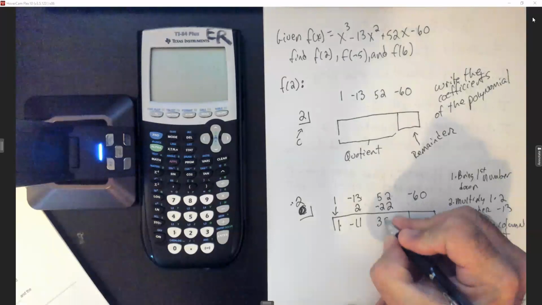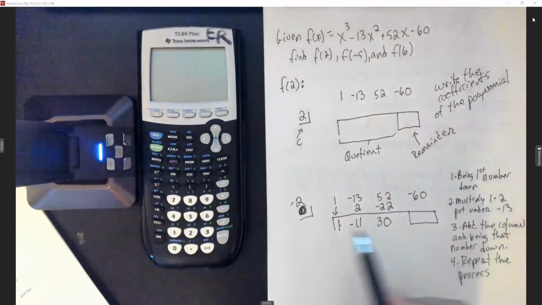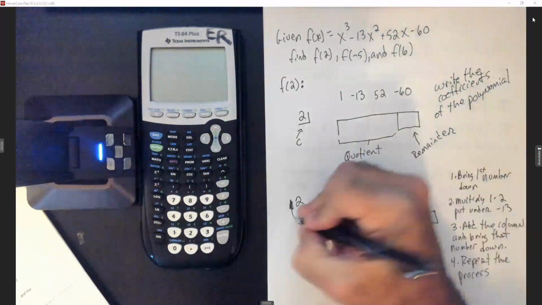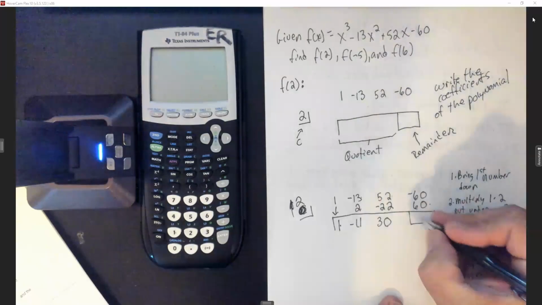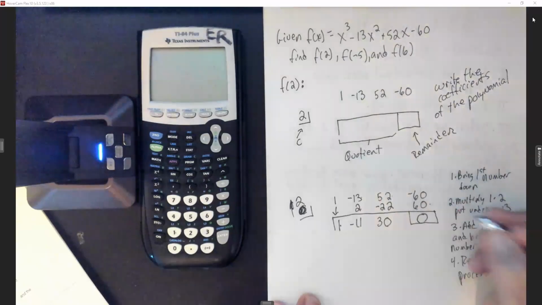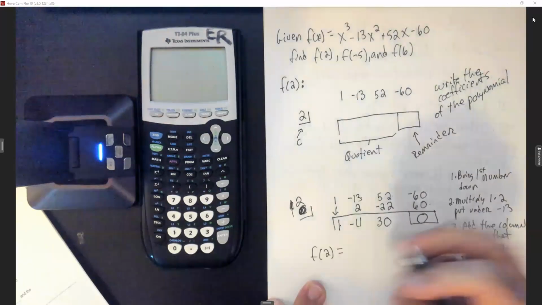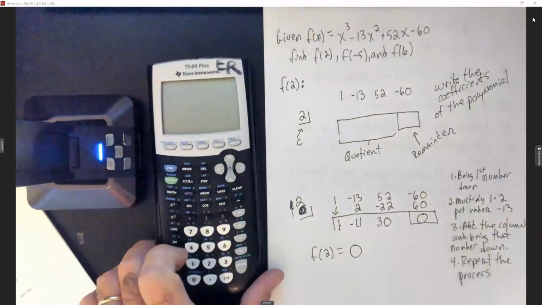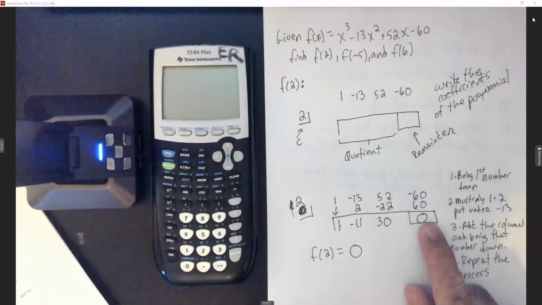So next what you would do, 30 times 2 gives me 60. And look at that, negative 60 added to 60 would give me a 0 remainder. So what that means is f of 2 equals 0. Okay, so if you put a 2 in for every one of these x's, your final answer would be 0 on that, okay?